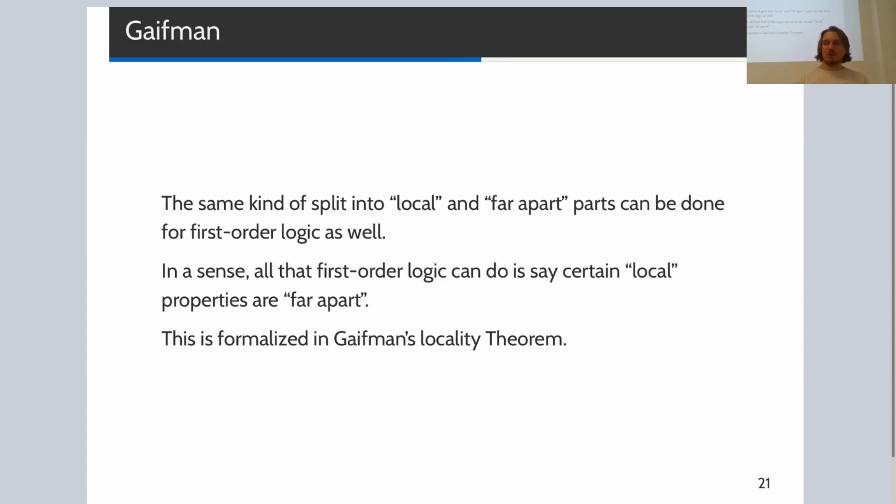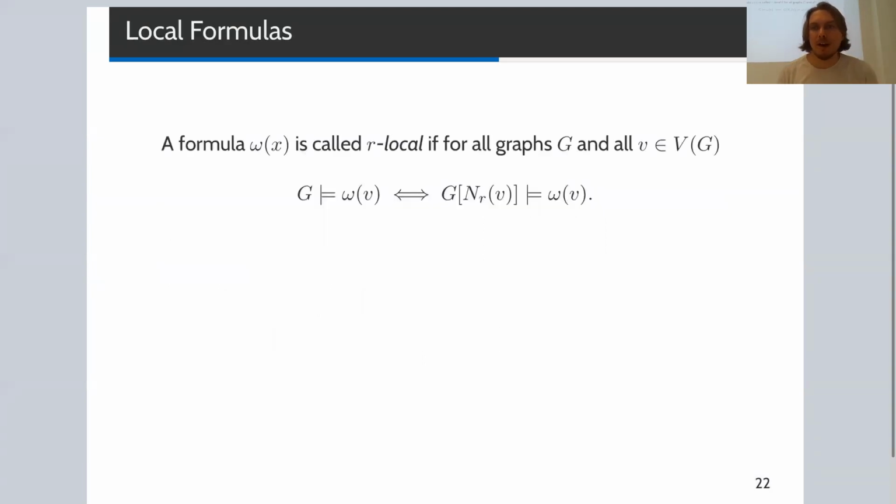And this approach can be extremely powerful because we cannot only do it for grids, but we can do it for the whole first order logic. You can also split first order logic formulas into this kind of local and far apart subproblems. And the way we're going to do it is as follows. We need some definitions first.